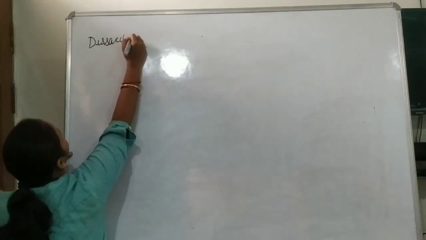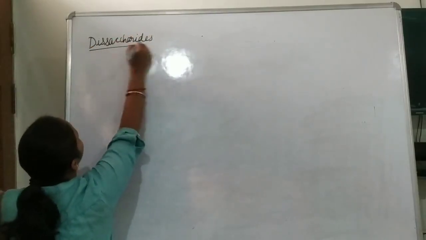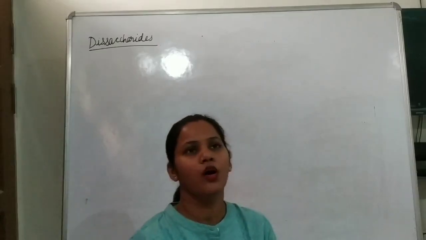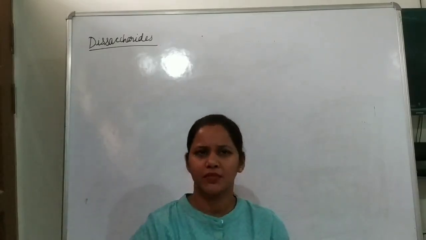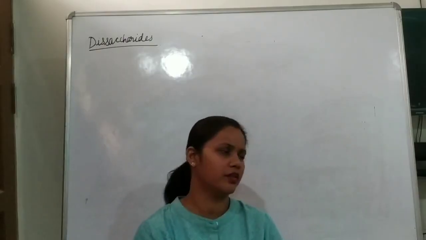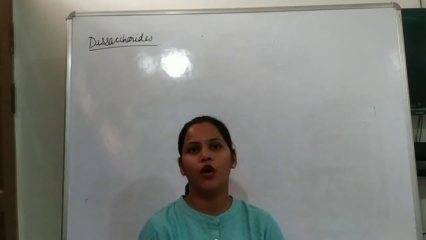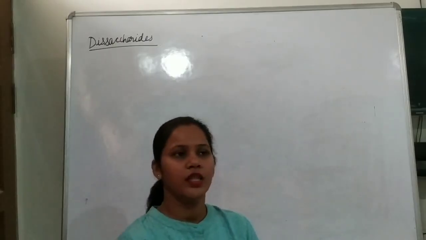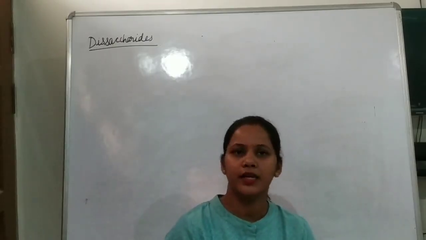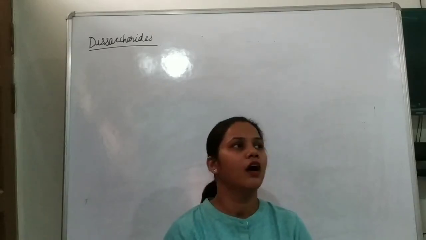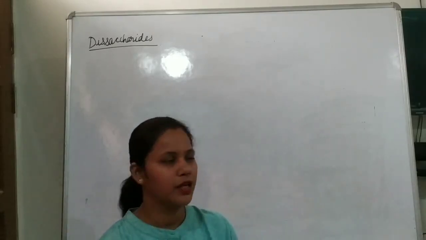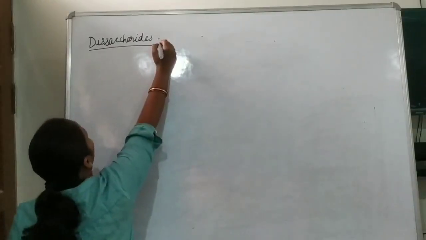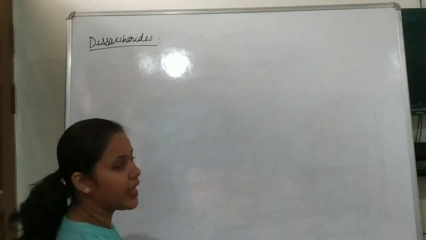What are disaccharides? When we add two monosaccharides, they both react together and form a bond. When they are combined together by a glycosidic linkage, they are said to be a disaccharide. And what exactly is this glycosidic linkage? Let us see. In this we will understand different disaccharides.